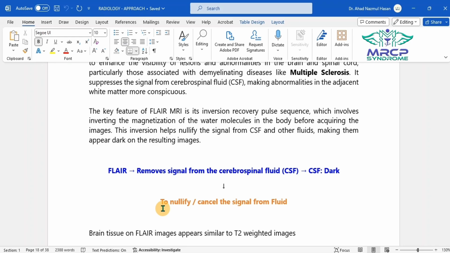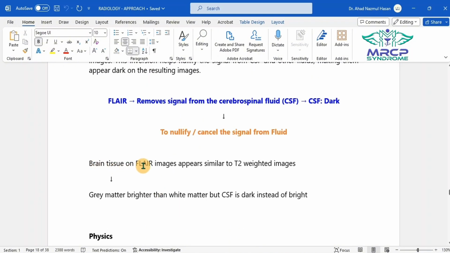In case of T1 sequence, the CSF is normally dark, so T1 FLAIR will also be dark, but in the normal T2 sequence, the CSF would be bright. But if we go for T2 FLAIR, the FLAIR will nullify or cancel the signal from the fluid. So in T2 FLAIR image, the CSF will appear dark. Brain tissue on FLAIR image appears similar to T2 weighted image, gray matter brighter than the white matter, but the CSF is dark instead of bright.